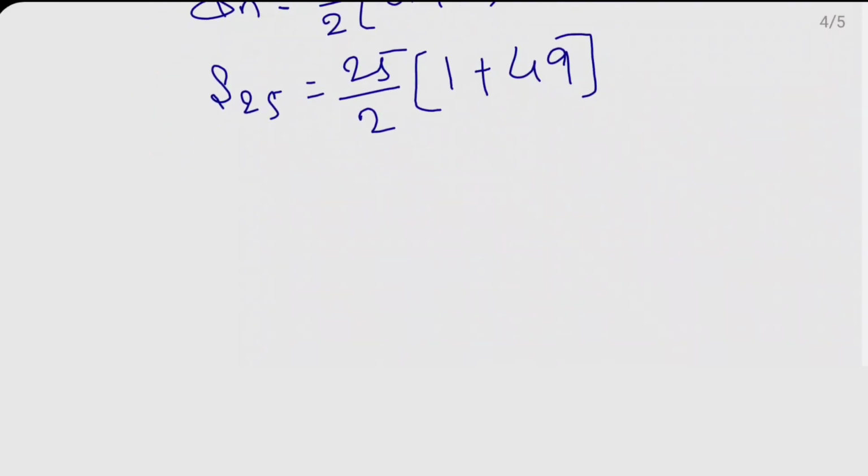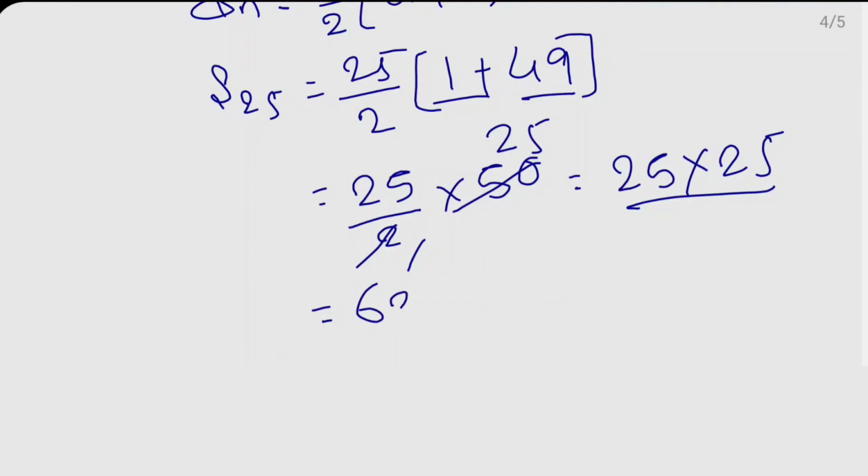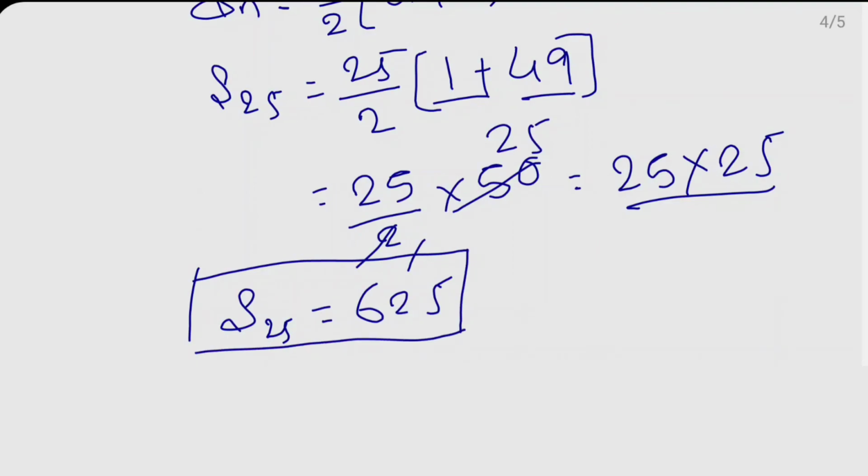So now 25 by 2 as it is into 49 plus 1 is 50. So 2 ones are 2, 25 is 50. So remaining 25 into 25. So make this multiplication, we got 625. So yes, S25 is 625. The sum of the odd numbers between 0 to 50 is 625.